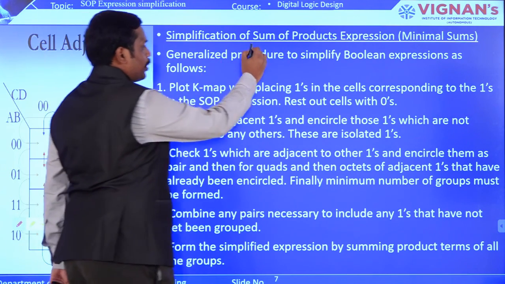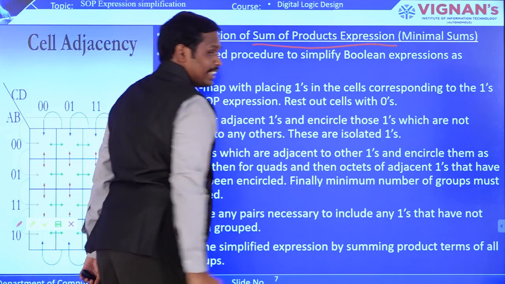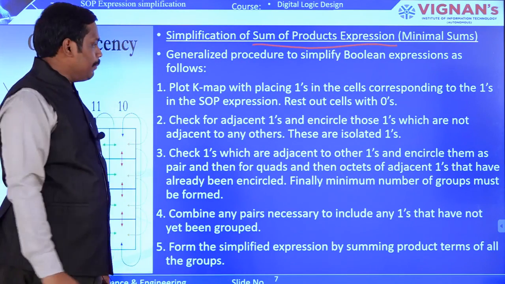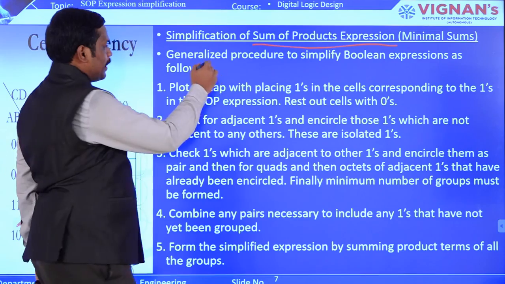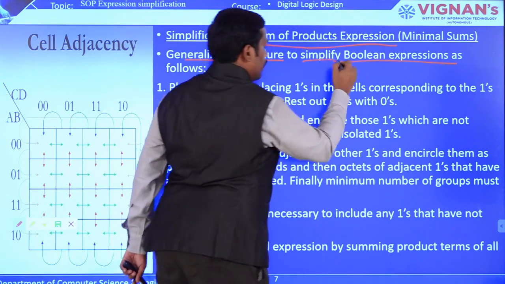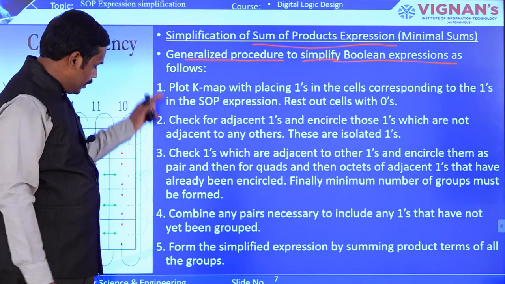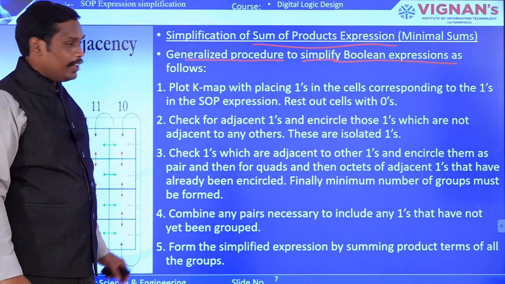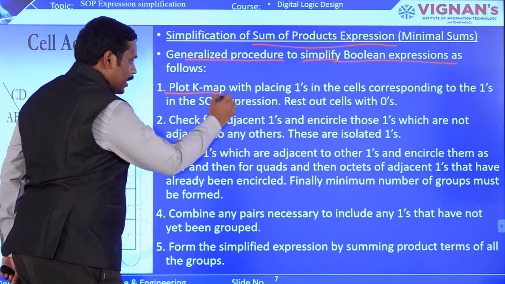Okay, so this is important: the sum of product expression, which has min terms. Now, to generalize the procedure for simplifying this Boolean expression, he has given 5 steps. The first one is to plot the K-map.